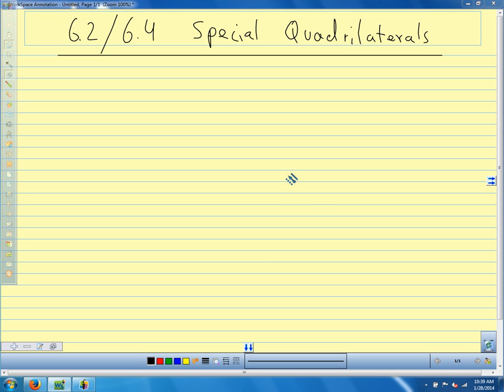So up at the top of your graphic organizer, it says quadrilaterals. So what did we decide yesterday we meant when we said we're talking about a quadrilateral? How many sides? 4 sides. So a quadrilateral is a polygon with 4 sides.